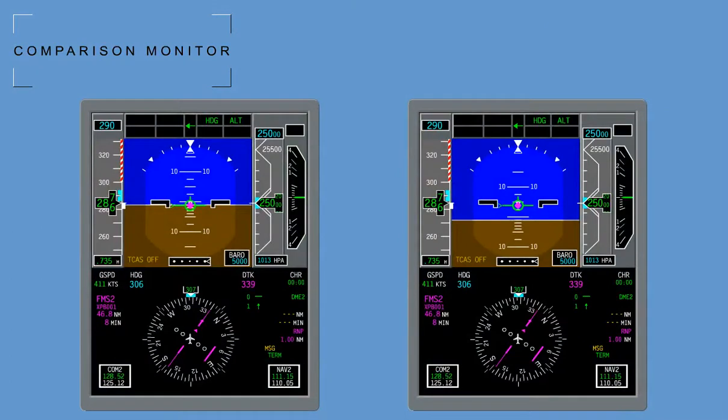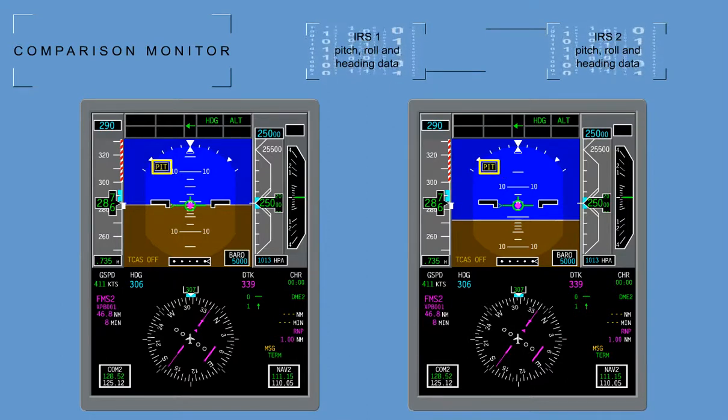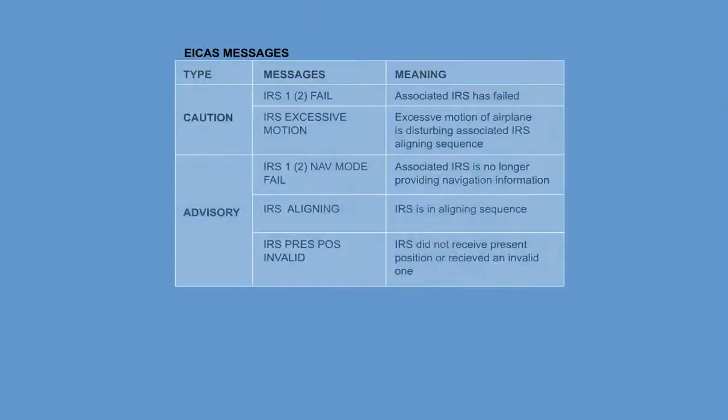Comparison monitor. The comparison monitor detects a miscomparison between IRS-1 and 2, pitch, roll, and heading data. When data miscompare is beyond limits, the annunciation is displayed. The following ICAS messages will be displayed in the cockpit.